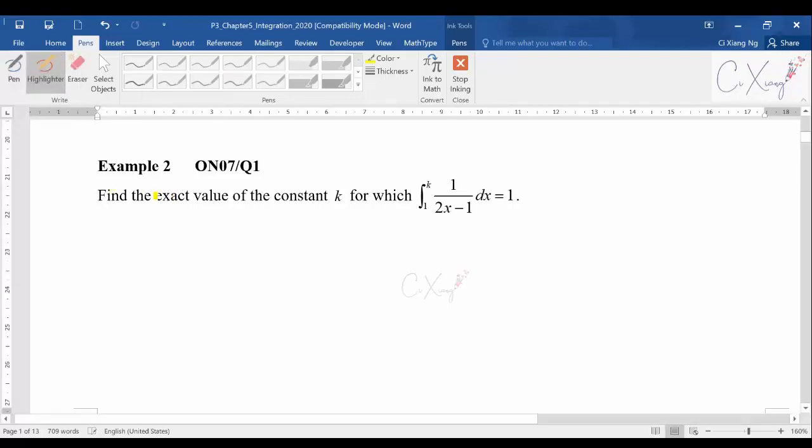Okay, so here they want you to find the exact value of the constant k when they give you this information. When you start from here, you should be able to solve for k. Alright, so we will start now. They want you to integrate from 1 until k for 1 over 2x minus 1, and it is equal to 1.